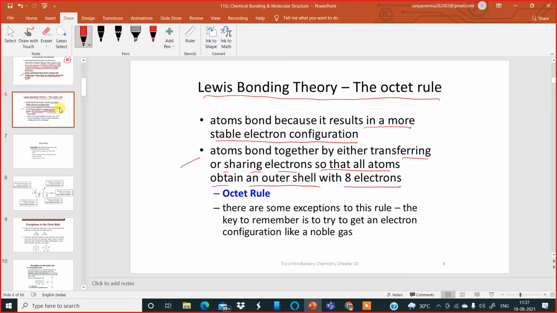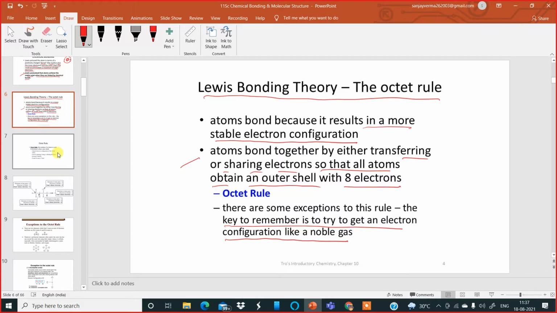Octet rule means what? The capacity of an atom after sharing to acquire 8 electrons. But there are some exceptions to this rule. The key to remember is to try to get an electron configuration like that of a noble gas. So how to become more stable? If you are an atom, you can become more stable by acquiring a configuration like that of a noble gas.